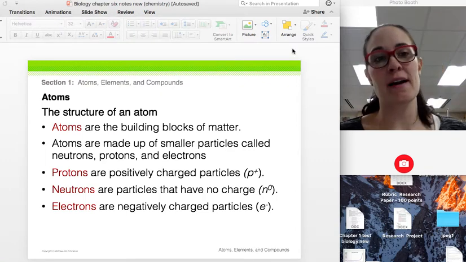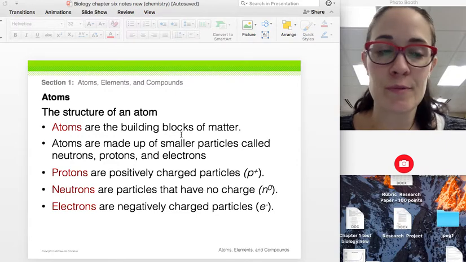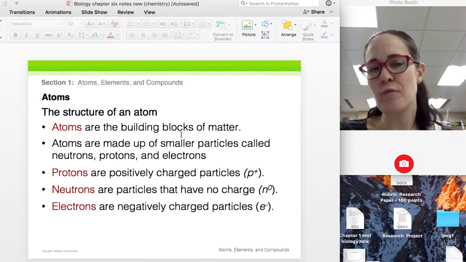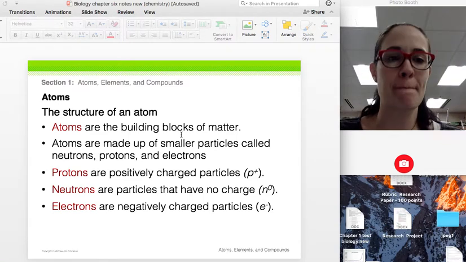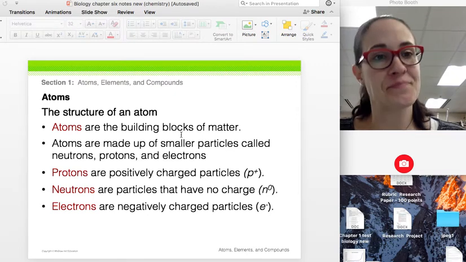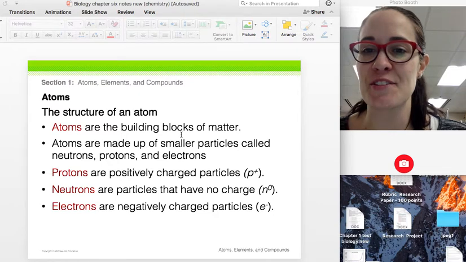All right, so this is for biology, chapter 6, sections 1 and 2. This will be some review at the beginning about chemistry, which you've learned before, so hopefully you're familiar with the words, and this is just a refresher. If it's not, please listen closely and make sure you do the other activities that I ask you to do.